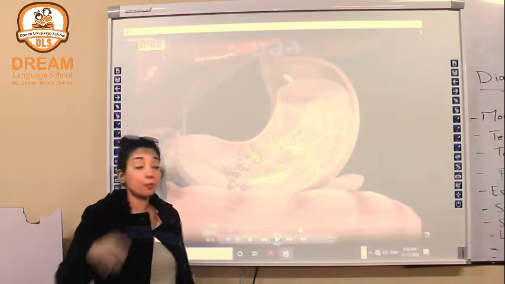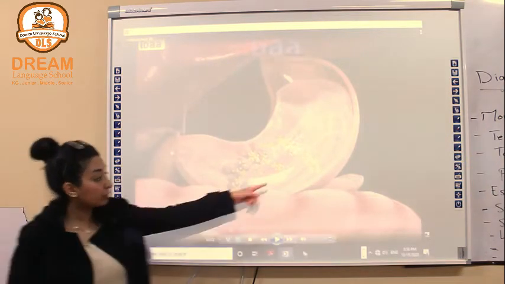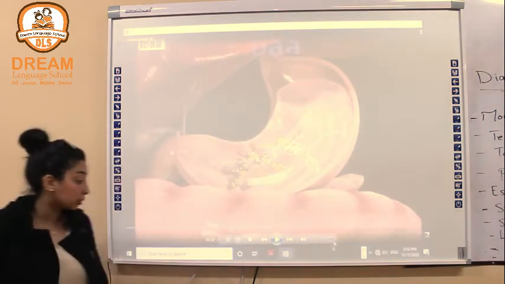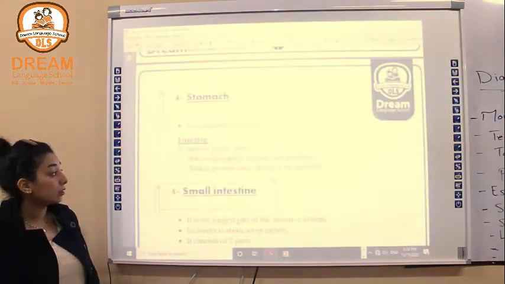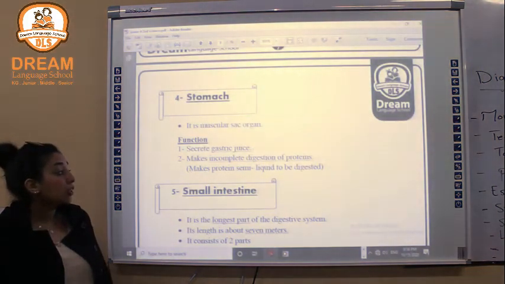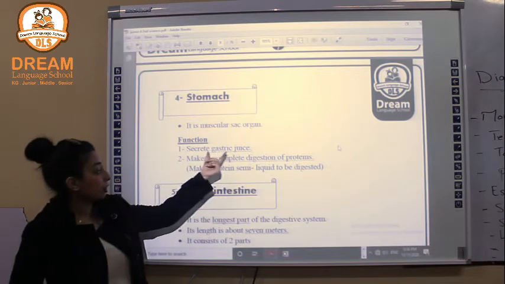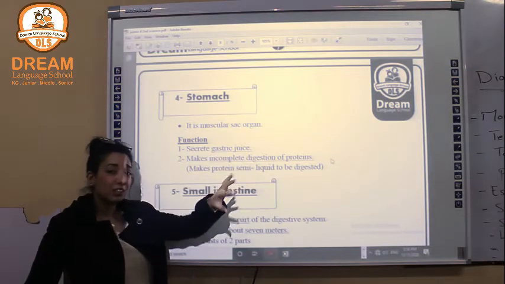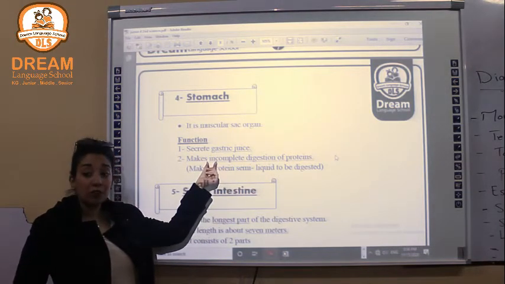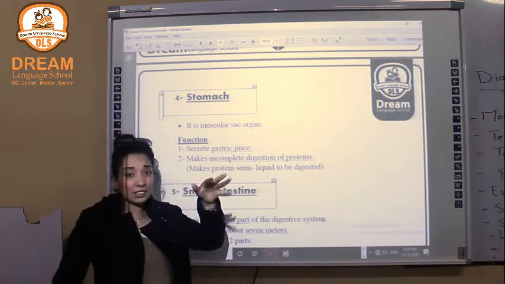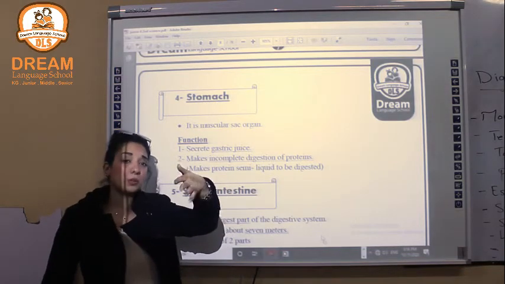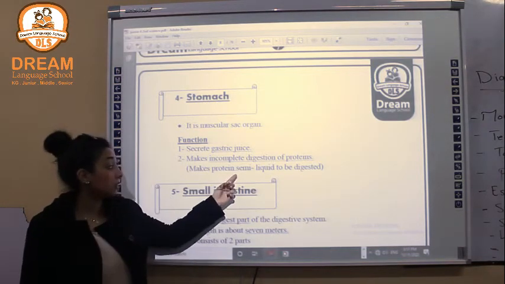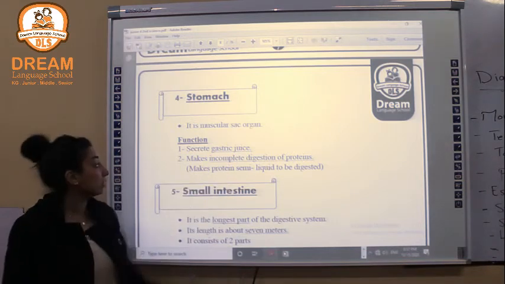So what is the function of this juice from the stomach, gastric juice? It makes incomplete digestion of protein. So I have gastric juice, incomplete digestion of protein. What is the meaning of incomplete? It's not solid and it's not liquid. In between, it's semi, incomplete.